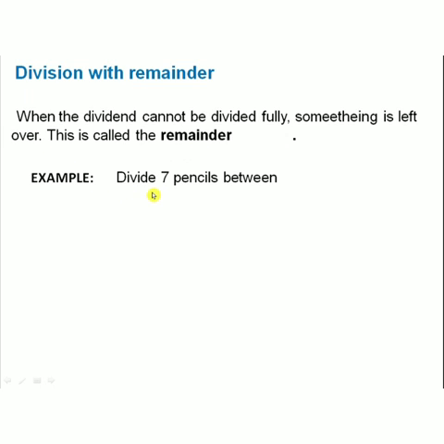For example, divide 7 pencils between 2 boys. Here 7 is dividend and 2 is divisor. Now we will use the table of divisor 2. Write the nearest multiple of 2 to the dividend 7, which is 2 3s are 6. Thus we write 3 on the top, which is the place for quotient.